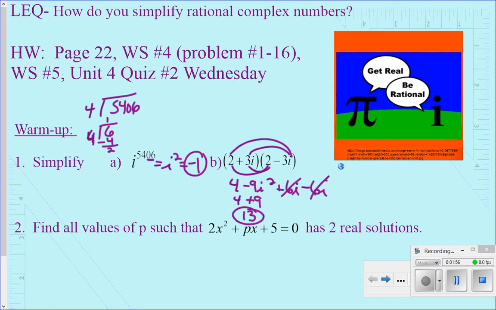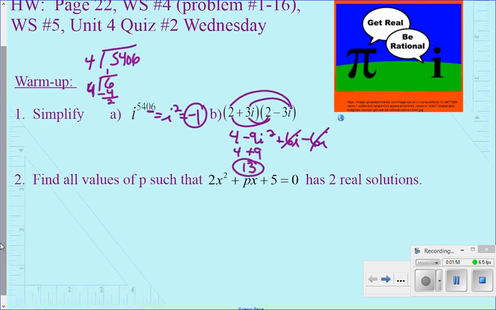Number 2, we first have to figure out what the discriminant is. And the discriminant, remember, is b squared minus 4ac. So substituting in the values, p squared minus 4 times a, which is 2, times c, which is 5. And that discriminant has to be greater than 0 in order to have the two real solutions. Remember, the part underneath the quadratic formula has to be positive. So p squared minus 4 times 2 times 5 is -40.